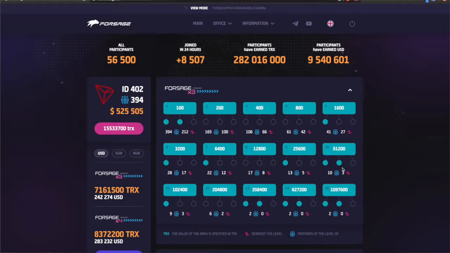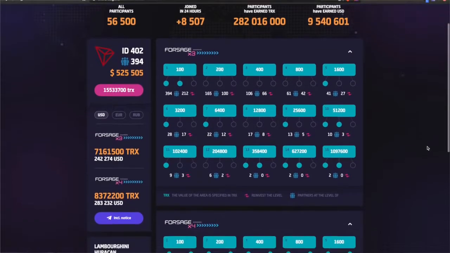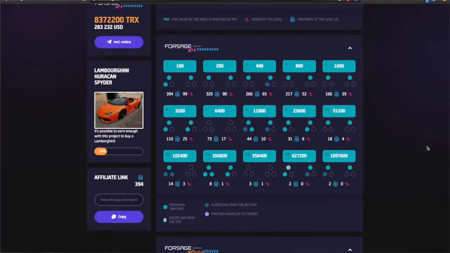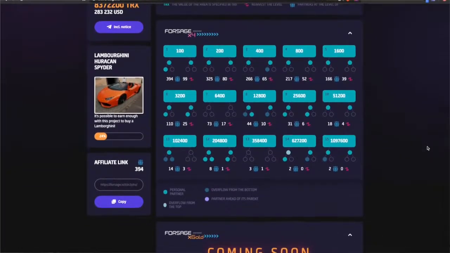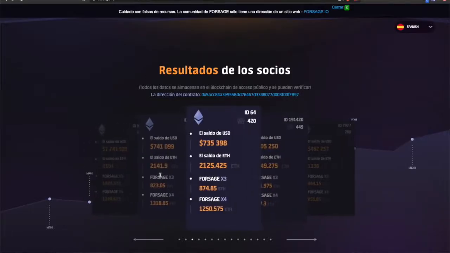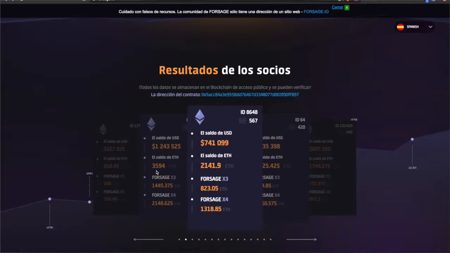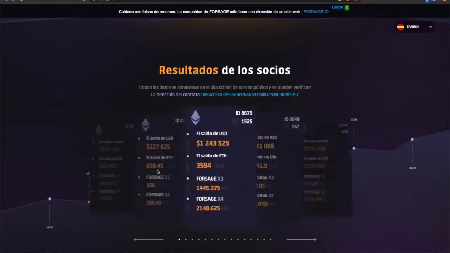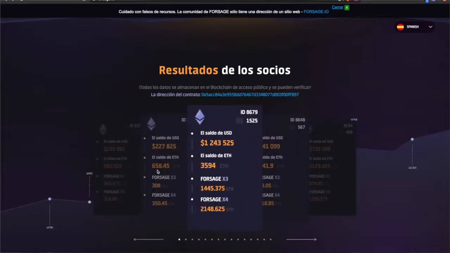We have several participants who immediately started with all 15 slots in X3 and X4. It cost them 2,985,400 trons. It is about $104,489 at the rate of 0.035. They knew what they were doing because they already had successful Forsage experience on Ethereum. They know that the faster you activate the slots, the more chances you have to make more money.